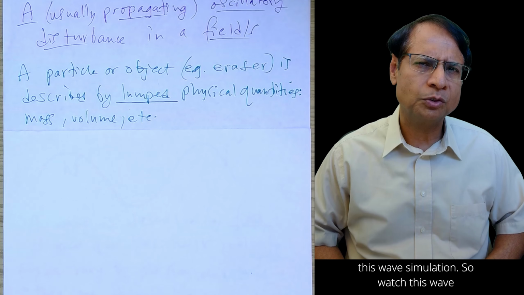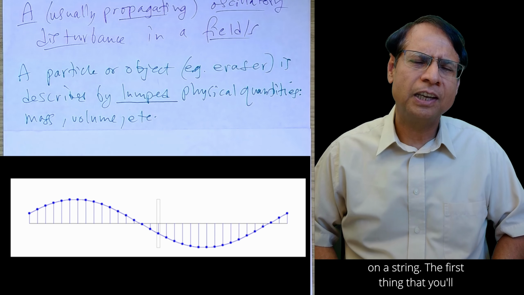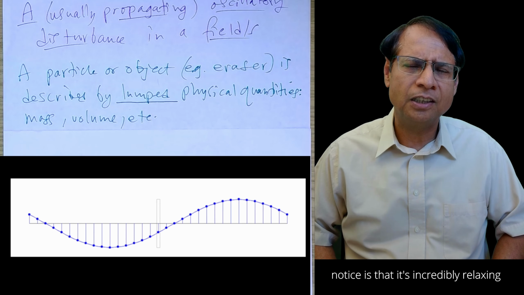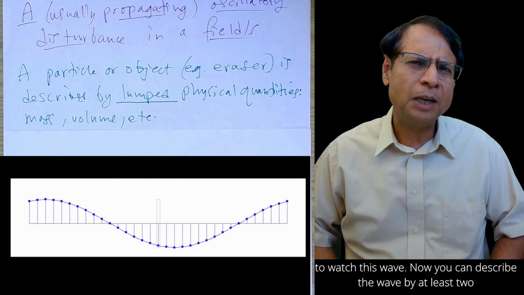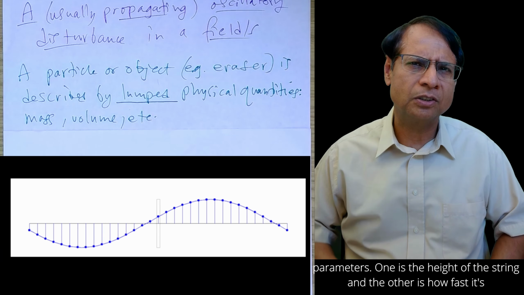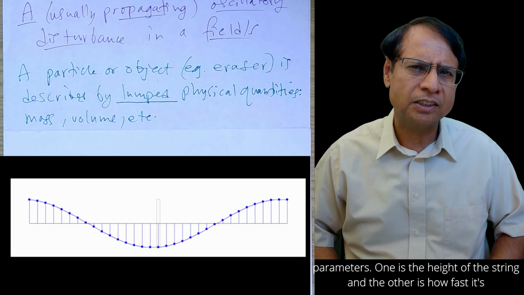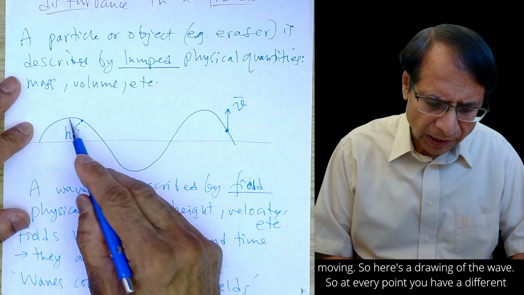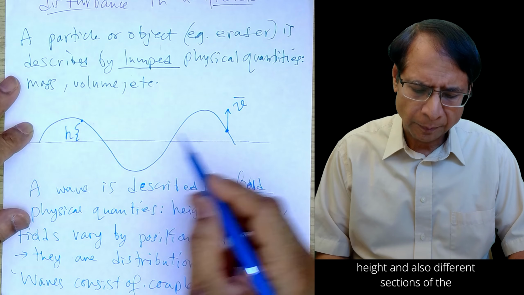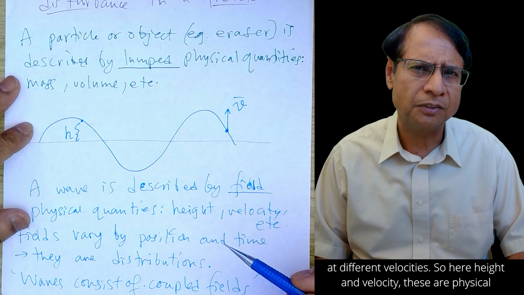Take a look at this wave simulation. Watch this wave on a string. The first thing that you'll notice is that it's incredibly relaxing to watch this wave. Now, you can describe the wave by at least two parameters. One is the height of the string, and the other is how fast it's moving. So here's a drawing of the wave. At every point, you have a different height, and also different sections of the string that are moving at different speeds, at different velocities.